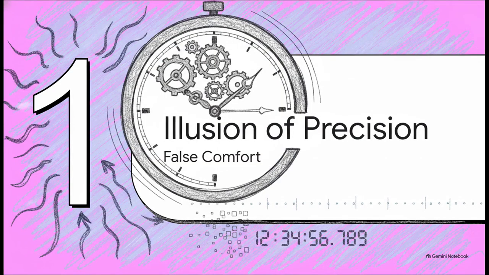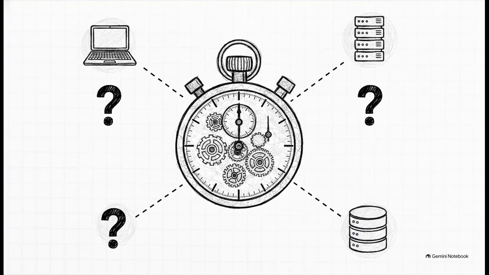Let's move into Section 1, the illusion of precision and the false comfort of machine time. When you see a timestamp stretching all the way down to the millisecond, it looks undeniably authoritative, right? A machine produced it, so we naturally tend to trust it implicitly. But this level of precision creates a false sense of comfort because it doesn't answer the absolute most important investigative question. What exact moment does this timestamp actually represent?